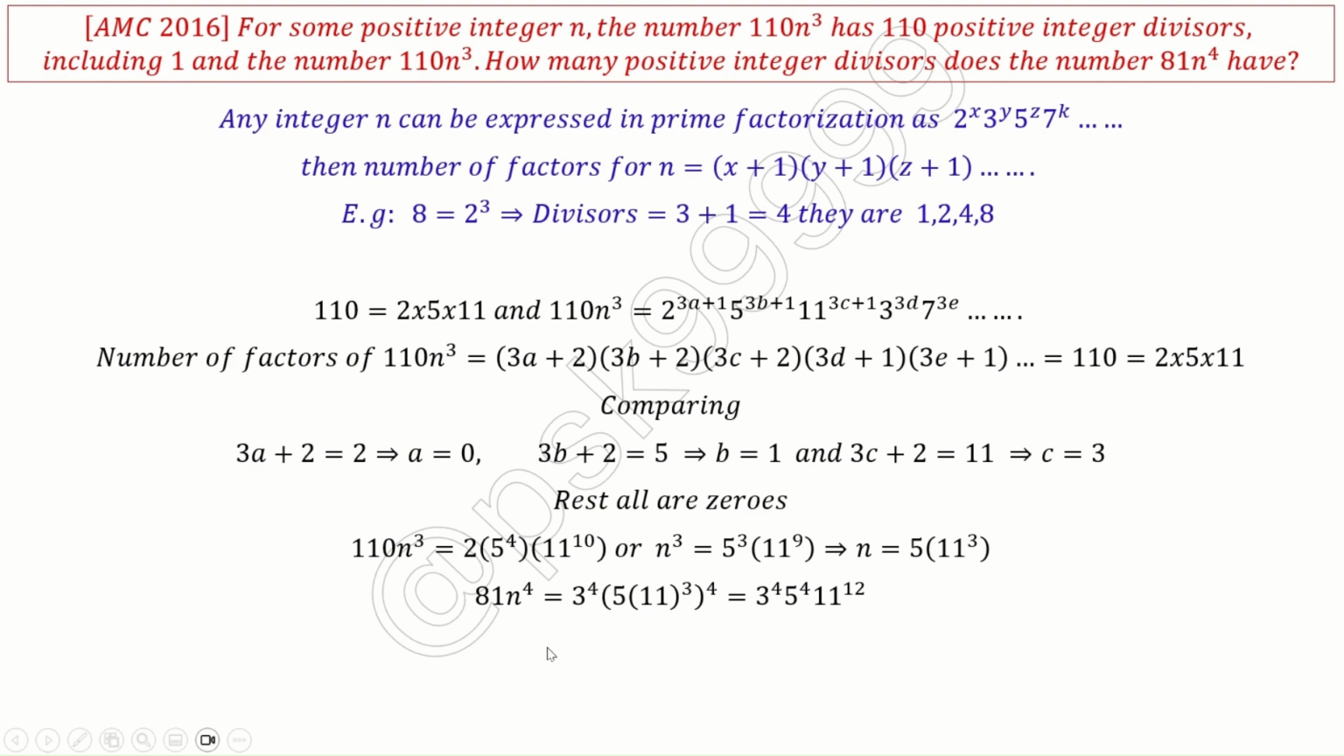Divisors. Correct. That is (4 plus 1) into (4 plus 1) into (12 plus 1), which is 5 into 5 into 13, which is 325. So that many divisors you will have. Next.